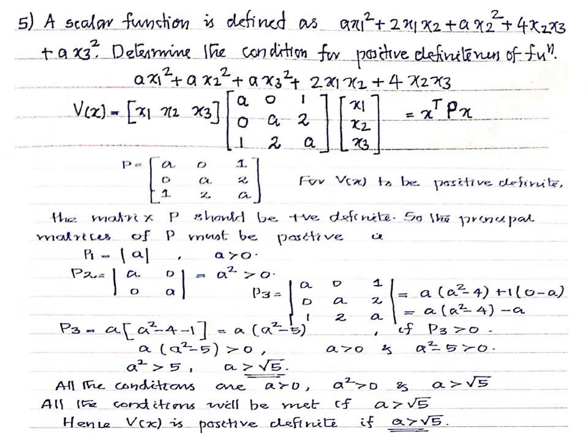By combining all these, we are getting that A greater than root 5, which is the condition for positive definiteness of V of x. So if A is greater than root 5, then the given function V of x will be a positive definite function.